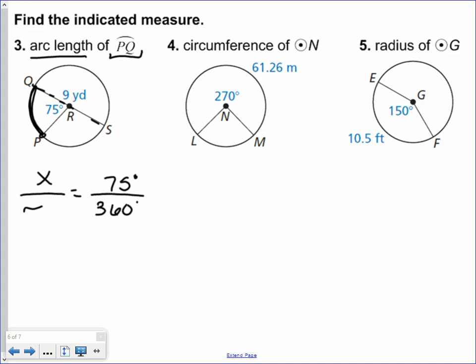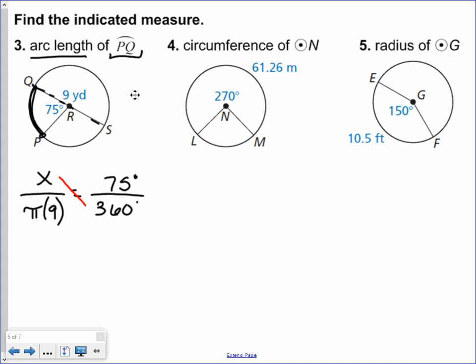Or remember, pi times d is the same as 2 pi r. If you cut 9 in half, you get 4.5, and then you could plug 4.5 into 2 pi 4.5, but you'd end up back with 9 pi again. Is the top left always X? No, only if they ask for arc length.